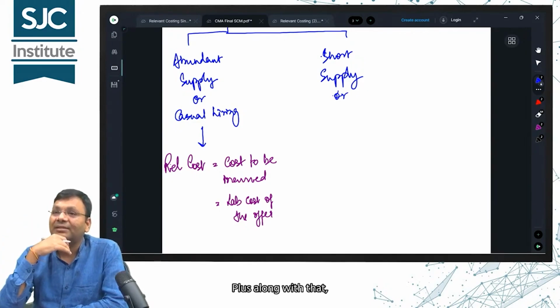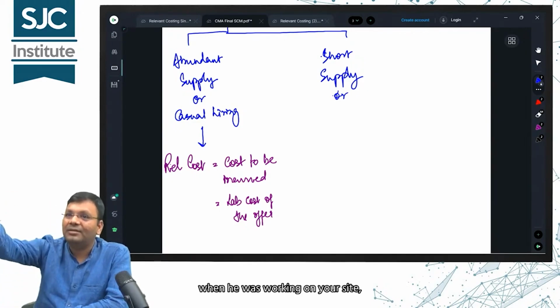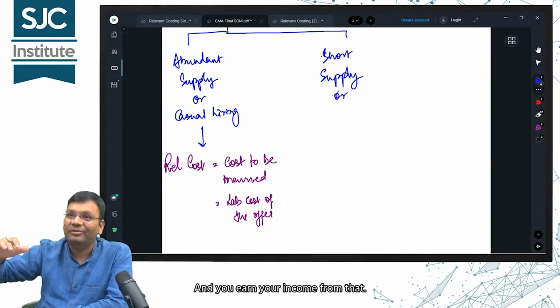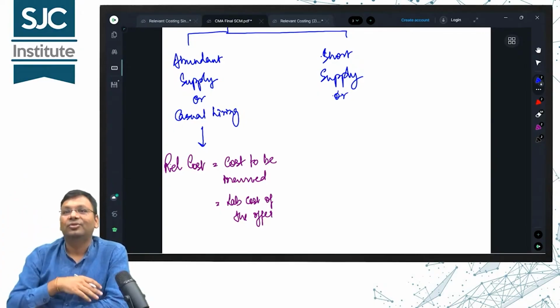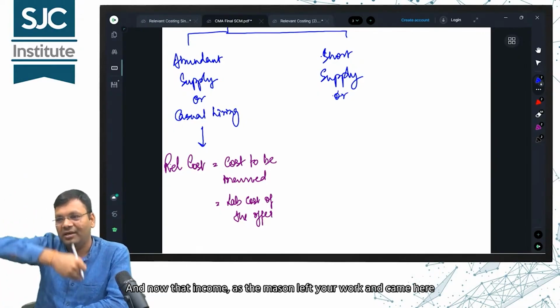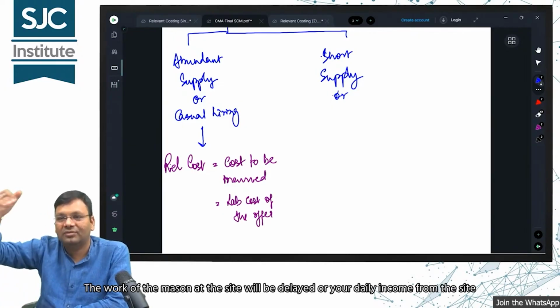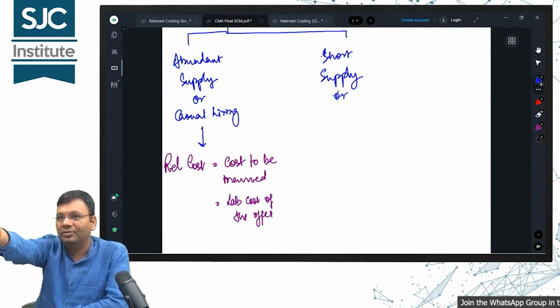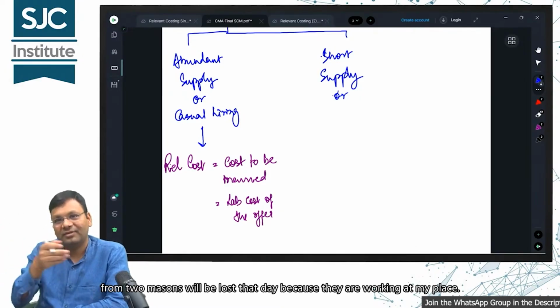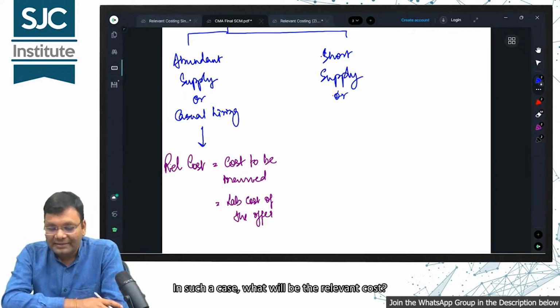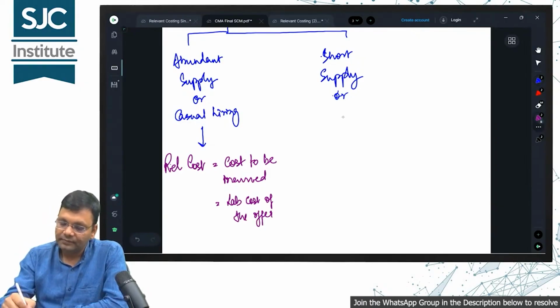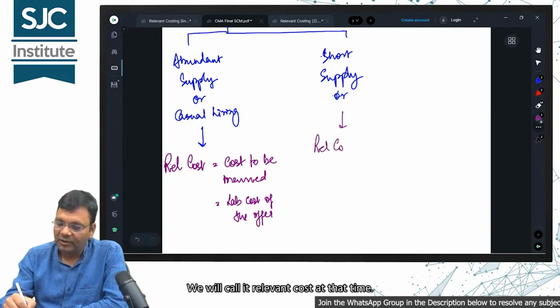Plus, along with that, when he was working on your site, that's your business, and you earn your income from that. And now that income, as the mason left your work and came here, will be lost. The work of the mason at the site will be delayed, or your daily income from the site from 2 masons will be lost that day because they are working at my place. In such a case, what will be the relevant cost? We will call it relevant cost at that time.